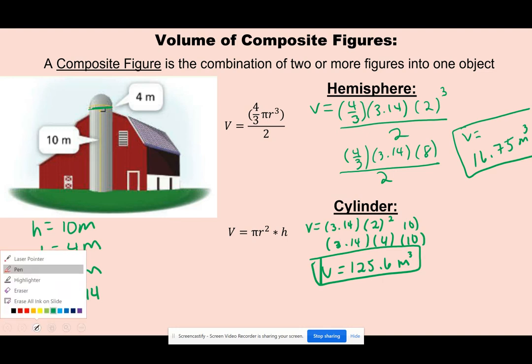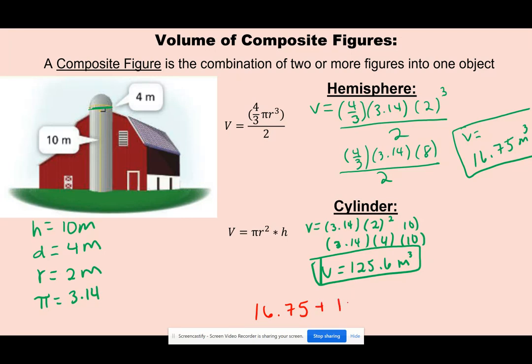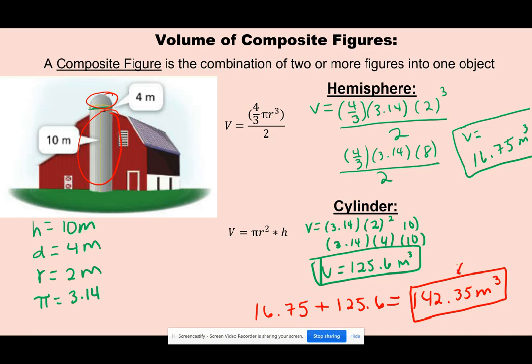So because we have to figure out the entire figure, we need to add all of our pieces together. So in this case, we're going to do 16.75 plus 125.6. So that's the volume of the top piece and the volume of the bottom piece, and we're going to add the two together. So if you add them up, our total volume is 142.35 meters cubed. Okay, so this is our final answer right here.